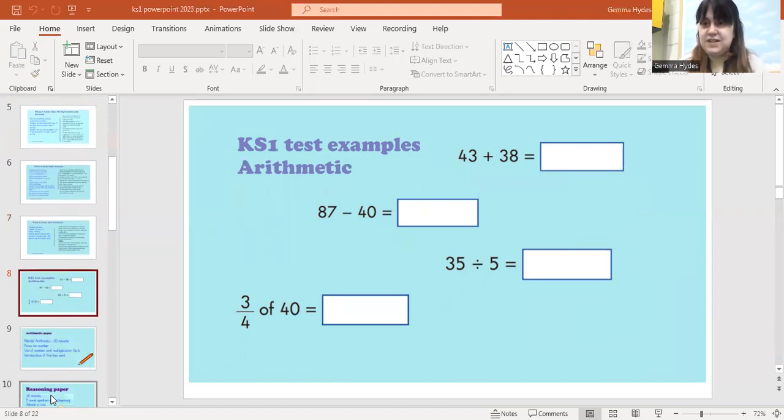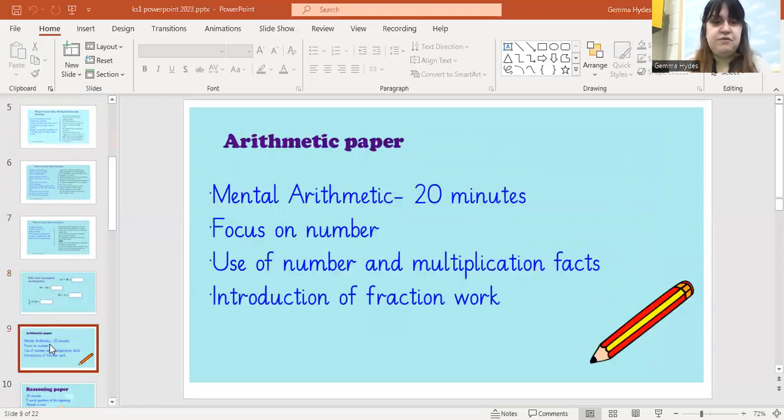And there's different parts to the SATs test. So we start off with an arithmetic paper, which is basically number. And the children don't have a lot of time for this, but these are some of the questions that they would be expected to answer. They can use jottings to work it out. They can show their working. But for the paper, they actually only have 20 minutes.